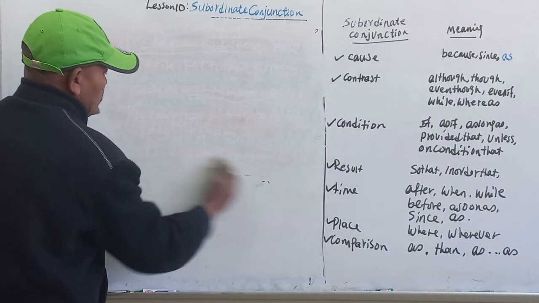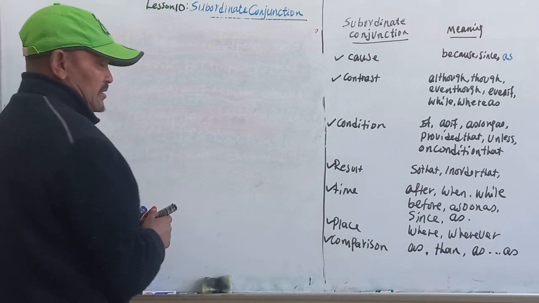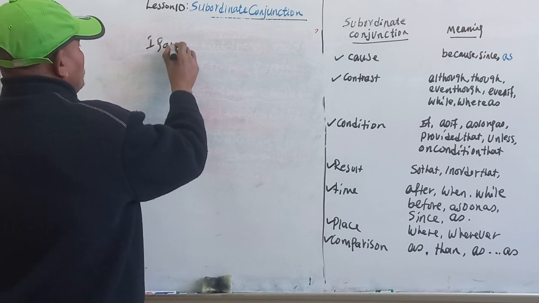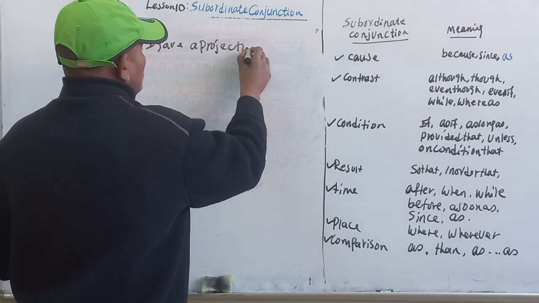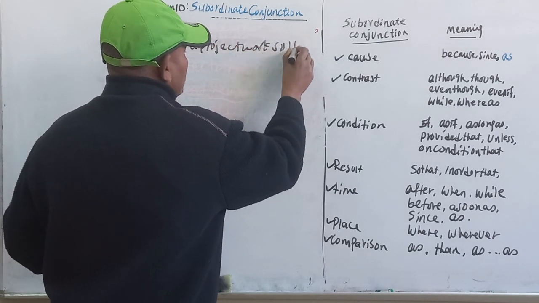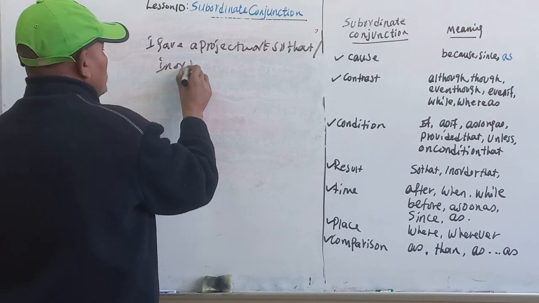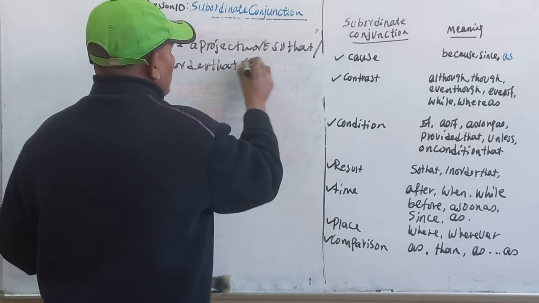The next kinds of examples are what is called result: so that. Yes, so that. Look here: I gave a project work so that, or in order that, they could do.